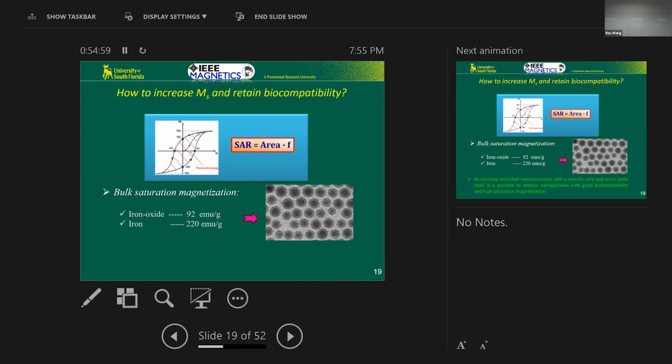So comparatively, you can see that bulk saturation magnetization of iron oxide is 92. Iron is much bigger. So if you make core shell with the core being iron, shell being iron oxide, you can increase the saturation magnetization, and thus the SAR. We can make beautiful core shell particles. Those are TEM images of assembled core shell nanoparticles with iron core, iron oxide shell.